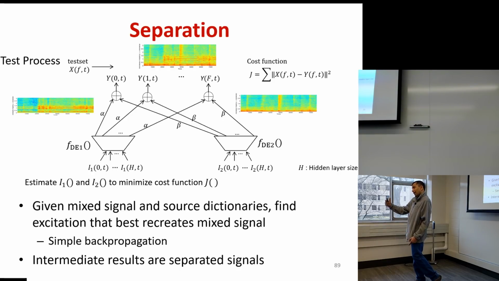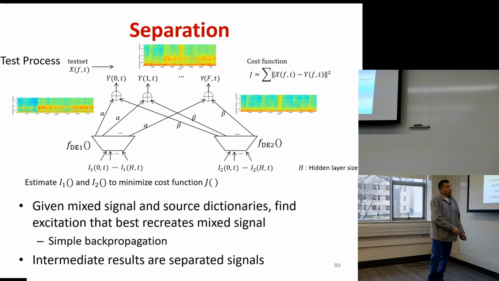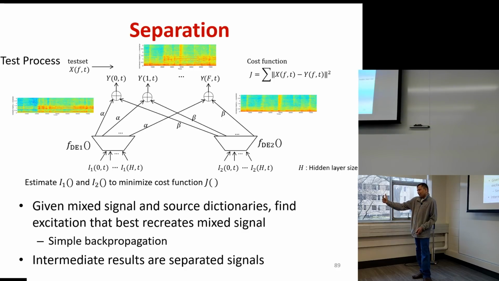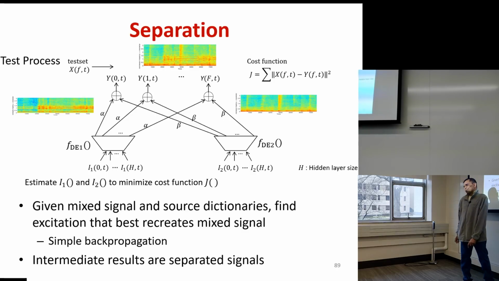And then when I'm doing the separation, I'm providing the mixed sound at the output, and back propagation is learning these inputs such that the output there best matches what I just heard. And then once you find the inputs, you can just capture the output right here, right? And those are the separated sounds. So that's what we have over here.